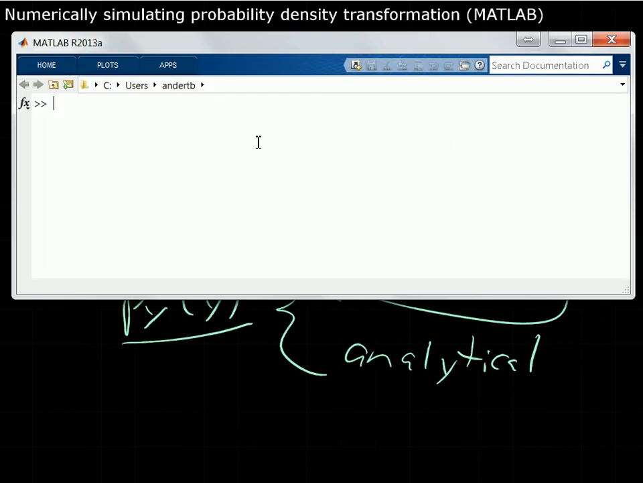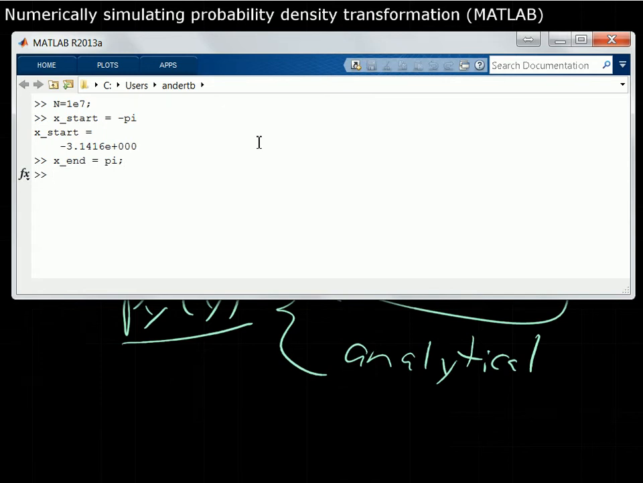So here we are in MATLAB. Let's go ahead and decide how many runs we want to do, and I'm going to do 10 million runs for this example, 10 million samples, I should say, or draws of x. Let's say x start will begin at negative pi, and x end will be at pi.